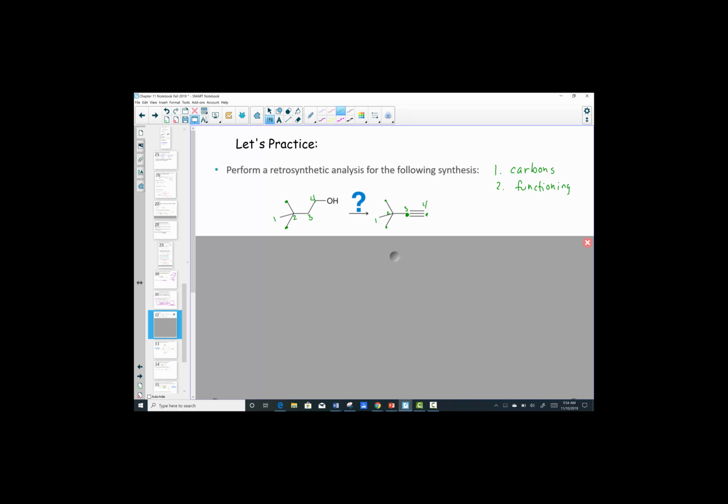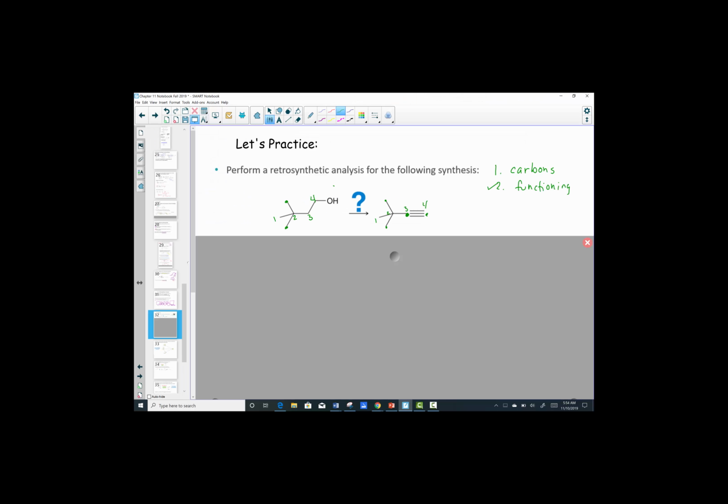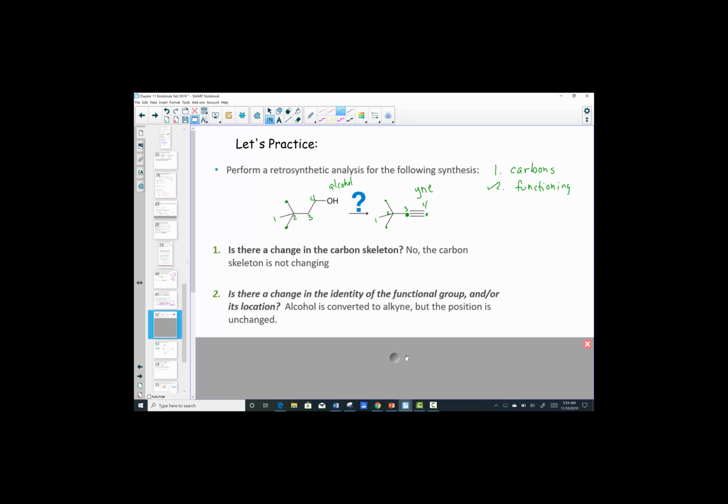Carbons look like they stayed the same, but what has changed is the functionality. At carbon 4, we see that we have an alcohol. And then over here now, between carbon 3 and 4, there's an alkyne. So we see that the carbon chain remains the same, but the functionality is indeed different. The alcohol converts to an alkyne, but the position is unchanged. So let's think about what we need to do to convert an alcohol into an alkyne, but by thinking backwards.